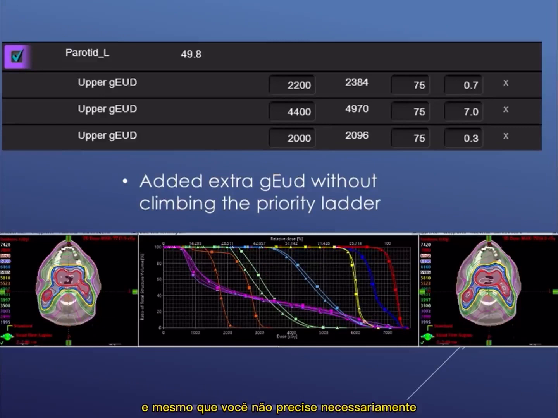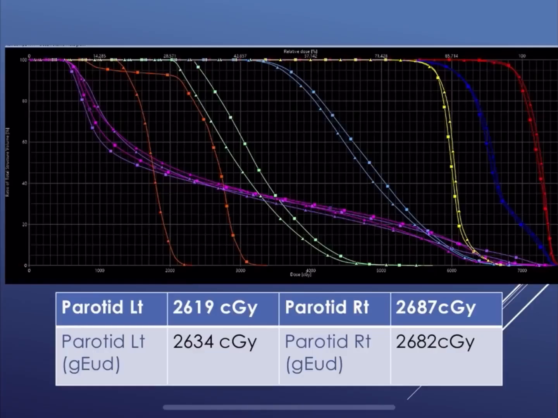And even though you don't necessarily have to put a bunch of uppers, you could add another GUD. You shouldn't limit yourself to 1 or 2. It's okay to add an extra one, but you don't need to go as crazy. It just saves the time of adding a bunch of upper values and playing around with the priorities. So using GUD values and the 0.3 A value, I was able to get something comparable for the parotid doses, or even better, without compromising coverage. Actually, with this case, I was able to get a little more coverage with my PTVs.